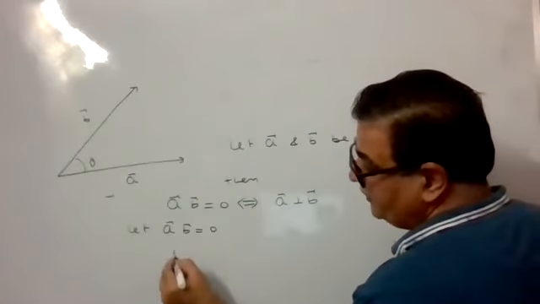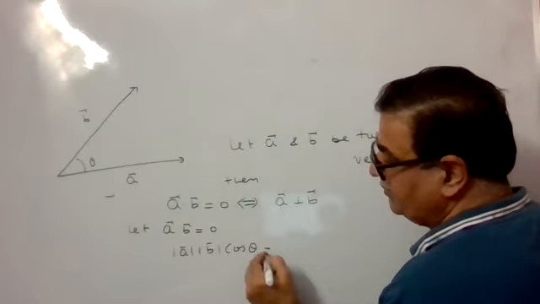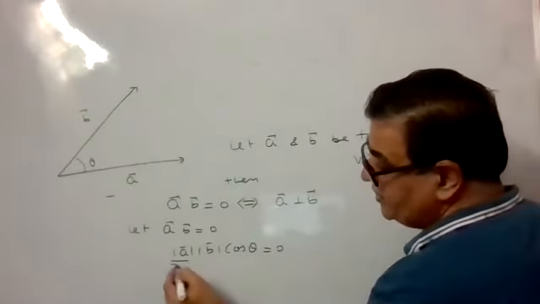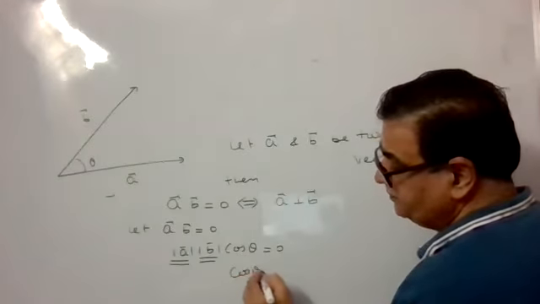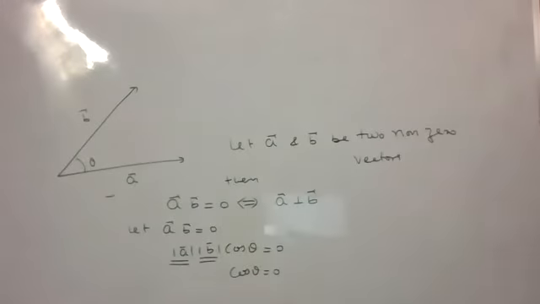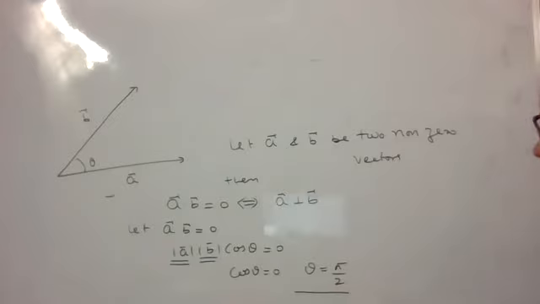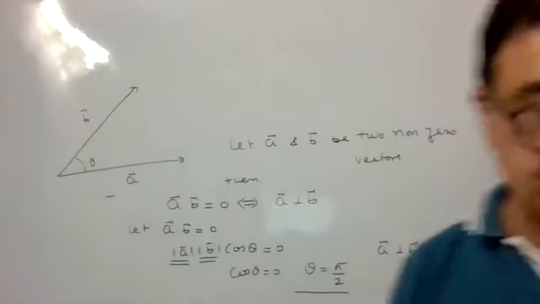If this is 0, that means magnitude A, magnitude B cos theta comes out to be 0. As they are non-zero vectors, magnitude A cannot be 0, magnitude B cannot be 0, only cos theta has to be 0. And if cos theta is 0, that means theta is clearly pi by 2. That means yes, A is perpendicular to B. Is it clear? Now, the second case is also possible.